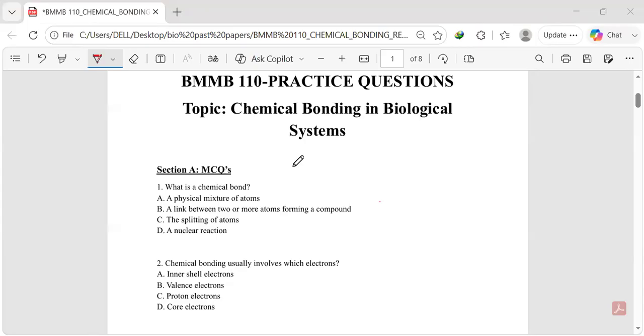So the first question reads, what is a chemical bond? A, is it a physical mixture of atoms? B, a link between two or more atoms forming a compound. C, the splitting of atoms. D, a nuclear reaction. So when you talk about a chemical bond, it is a link between two or more atoms that are forming a compound. Okay, so here option B is the correct answer.